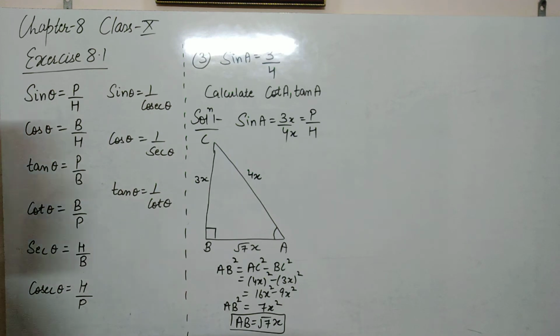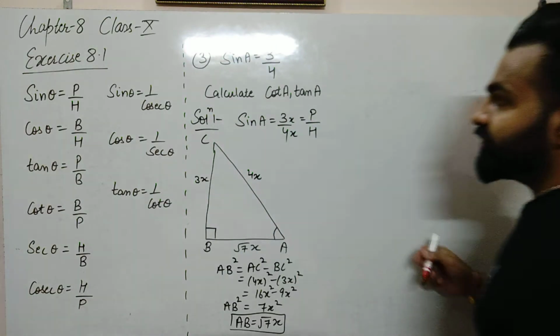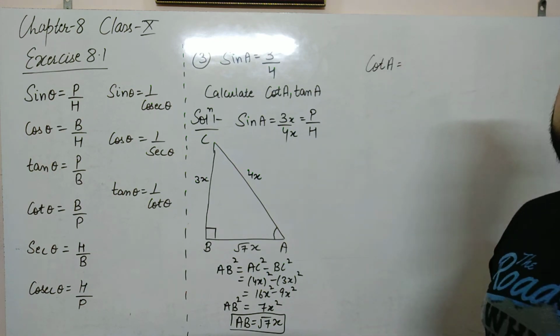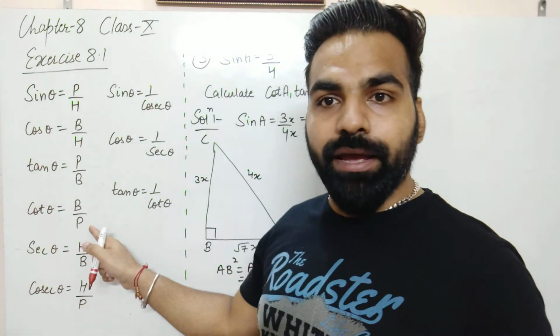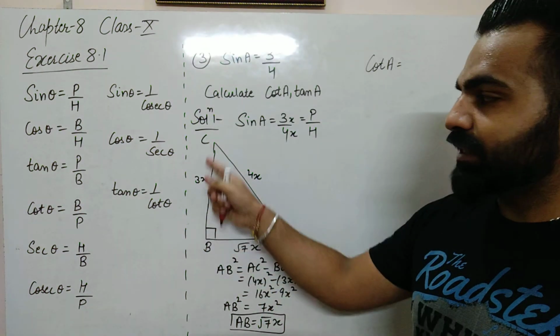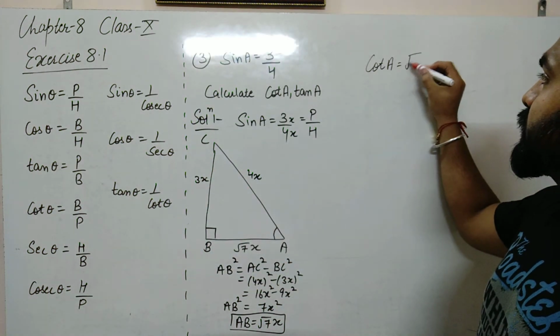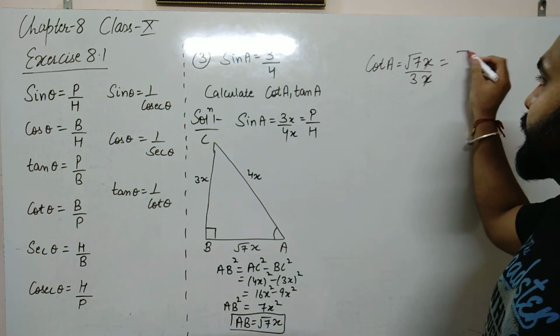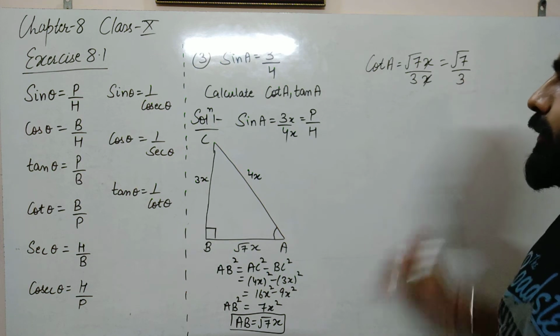Now all the three sides are known, so we can find the values of cot A. Cot theta is B by P. So what is the base here? Root 7x. What is the P here? 3x. So root 7x upon 3x. So this will be root 7 by 3.